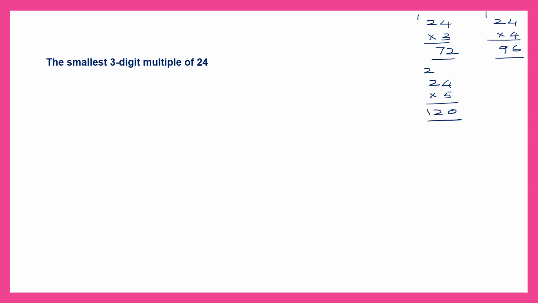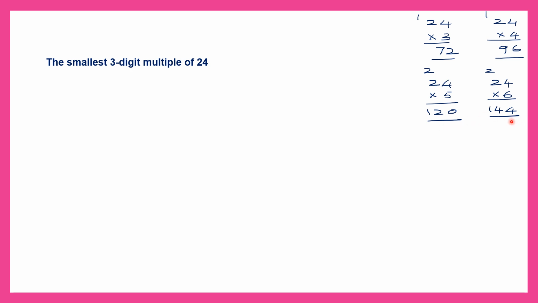And let's try the next one also. 24 into 6. 6 fours are 24, carry 2. 6 twos are 12, 13, 14. So now we have two 3-digit numbers here, multiples of 24.